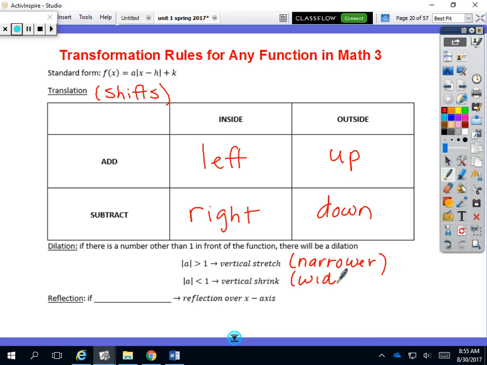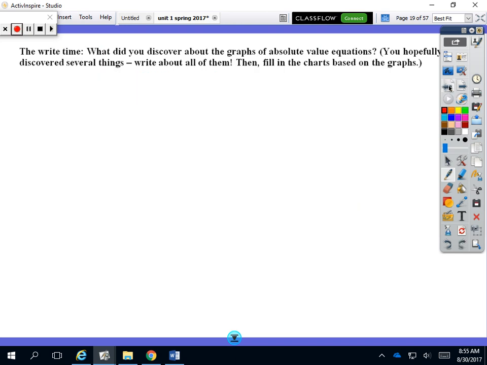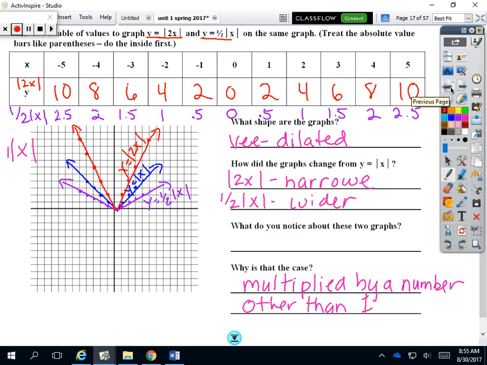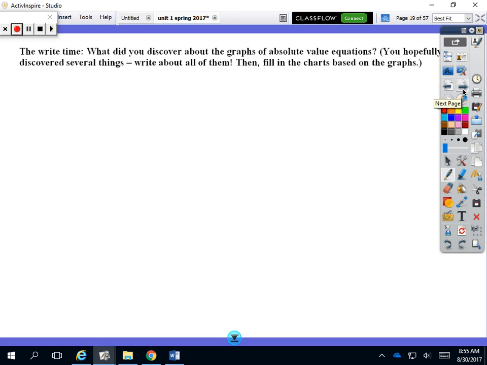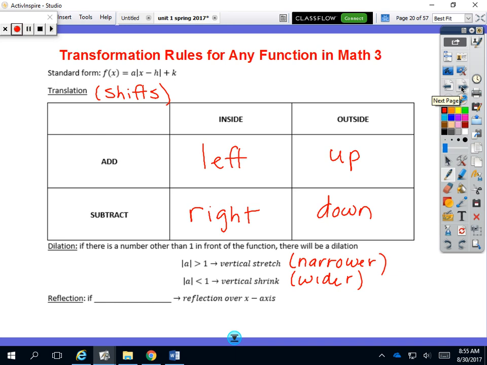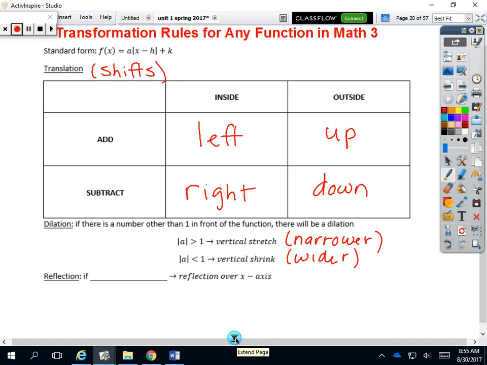And why do we say vertical stretch and vertical shrink? Well, if you remember when we looked at the function that was a dilation, vertical stretch means it stretched farther above the x-axis. Vertical shrink means it shrunk closer to the x-axis. So that's what the stretch and shrink means. And then the last thing we talked about was our reflection over the x-axis. That was if a is negative. If you have a negative in front, it could be negative 1, but it's still a negative. It's reflecting over the x-axis.